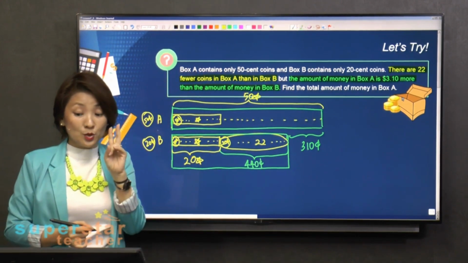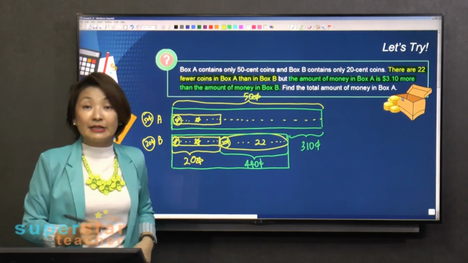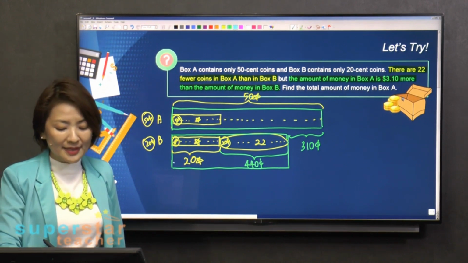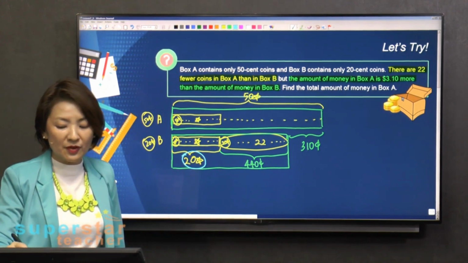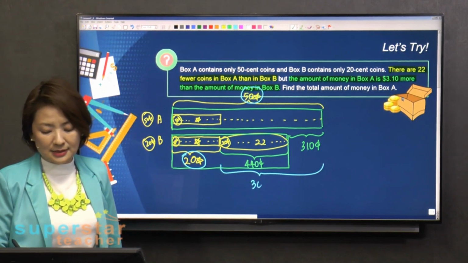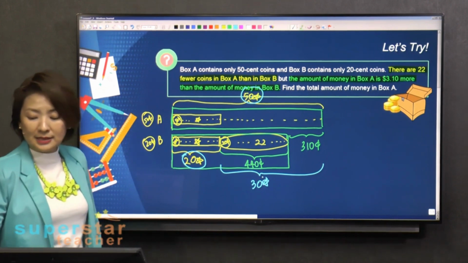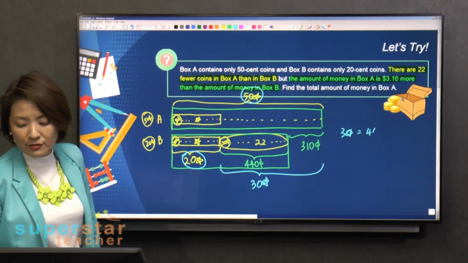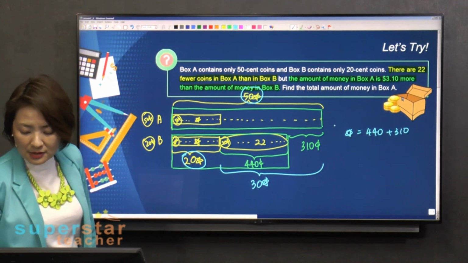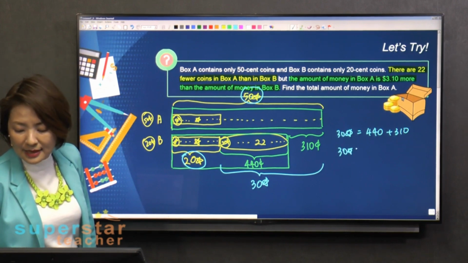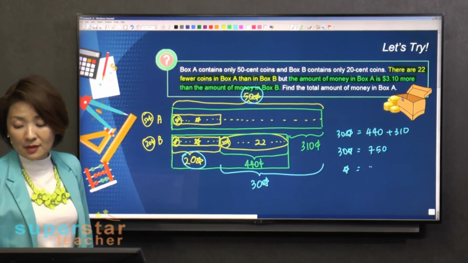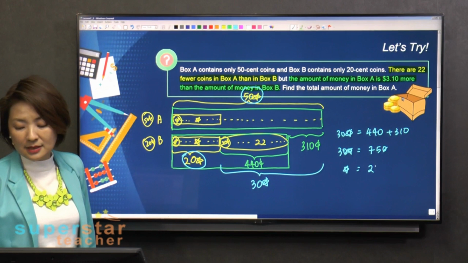Okay, there are 2 ways you can do this. The faster way would be, if you can see it, I'm going to use a blue. This is 20 star. This is 50 star. Alright, so I know that this is actually 30 stars. Right? So 30 stars is 440 plus 310. Not 3 stars, it's 30 stars. So 30 stars is 750. Okay, so star will be 25.